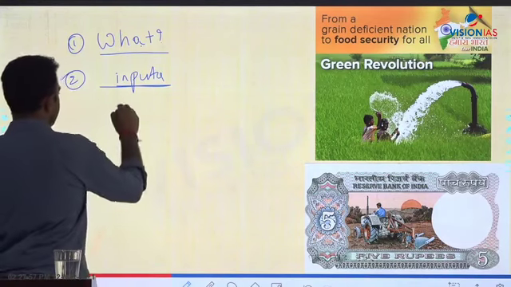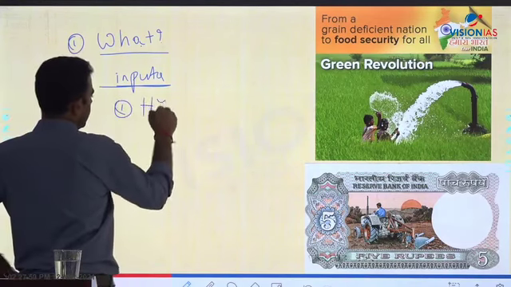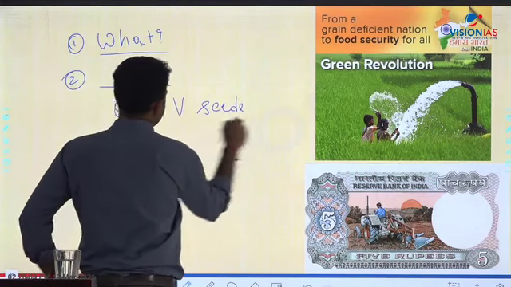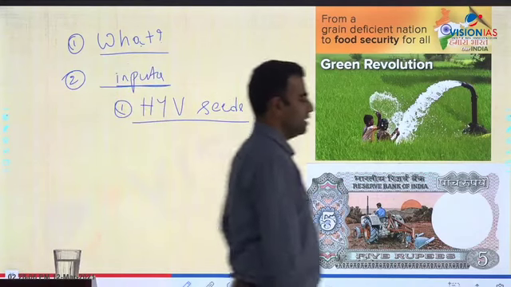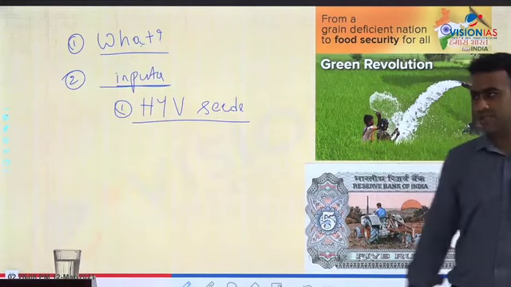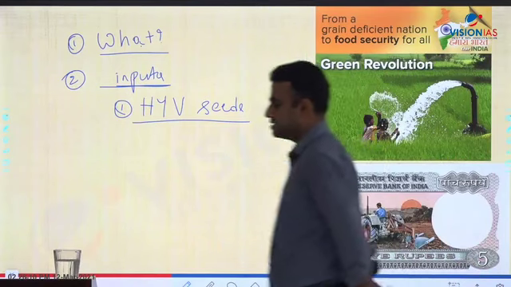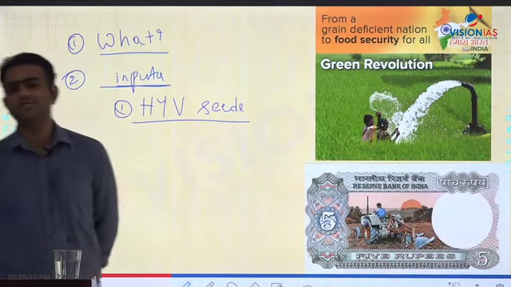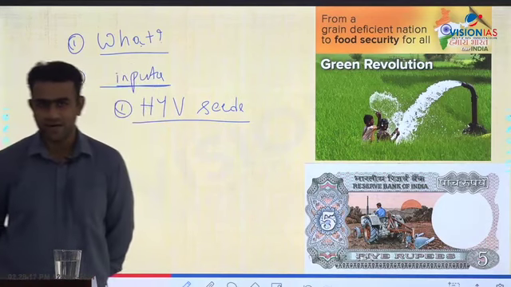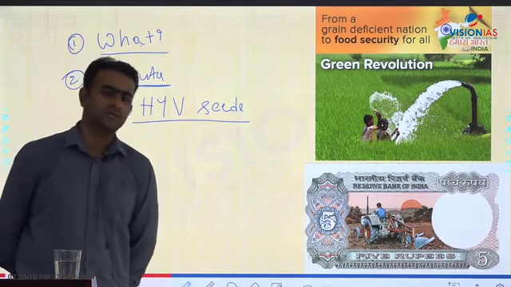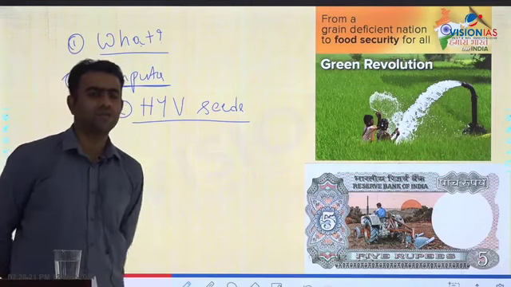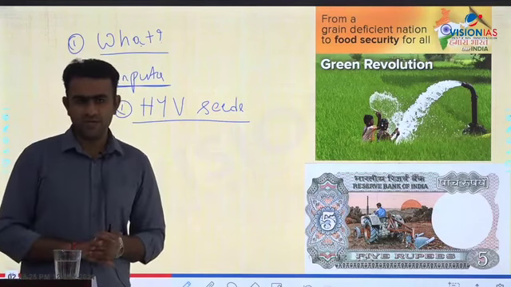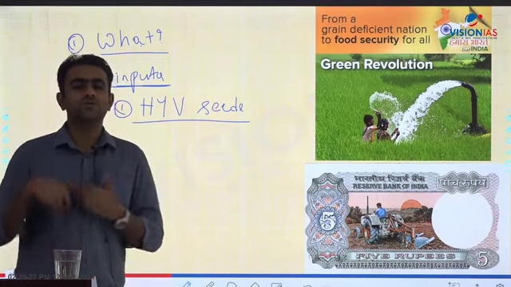One of the most important inputs was HYV seeds. What is HYV? That means high yielding variety seeds. So before that, whatever variety of seeds were used indigenously were not high yielding variety. मतलब बहुत ज़्यादा production नहीं था. So through green revolution they brought the concept of high yielding variety seeds. Okay, both in rice as well as wheat. They introduced very new varieties.